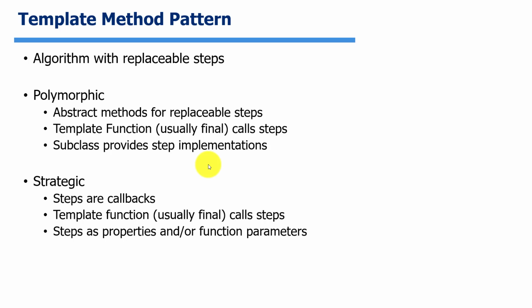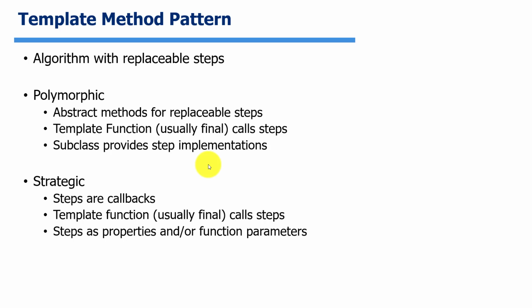A better approach is a strategic approach. This is using the strategy pattern as a helper for the template method pattern. And the idea with the strategy pattern is you're just passing in functionality that you want to call. Usually these two patterns are used together very tightly. So each of the steps in that template function are callbacks.